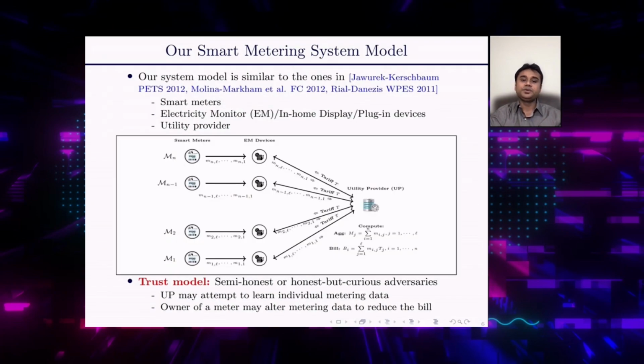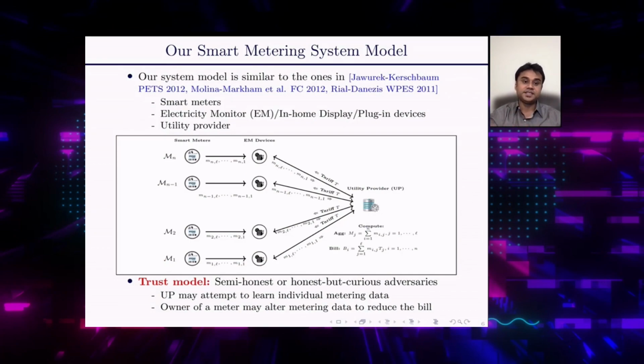So in this work, we are going to consider a smart metering system where there are basically three key entities. First, a set of smart meters, which you can see here. We assume that each smart meter has an electricity monitoring device. These days it is becoming very popular.